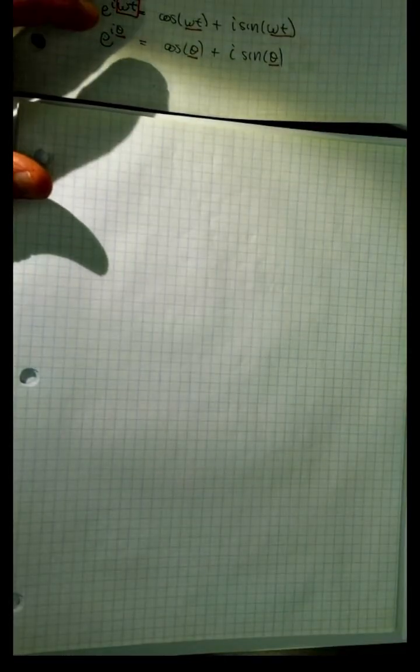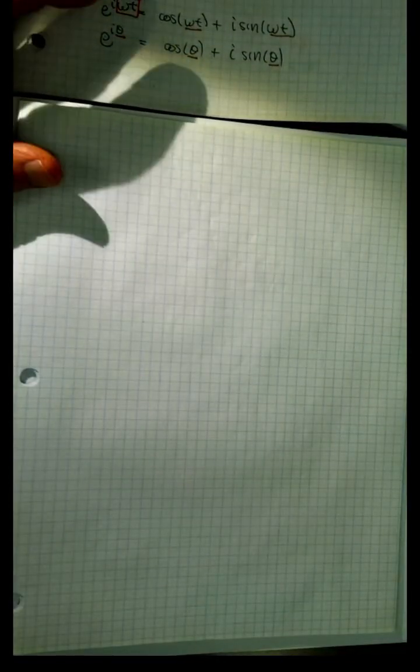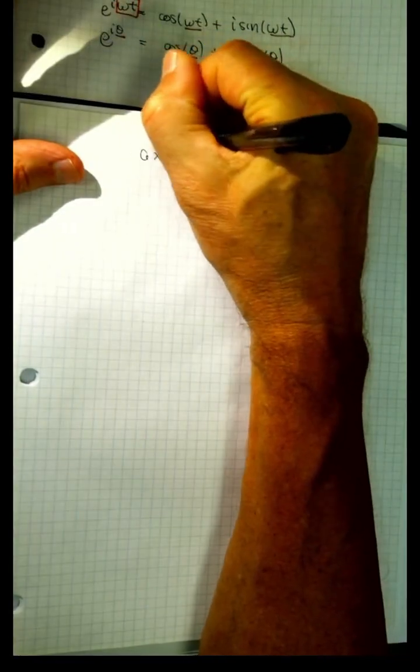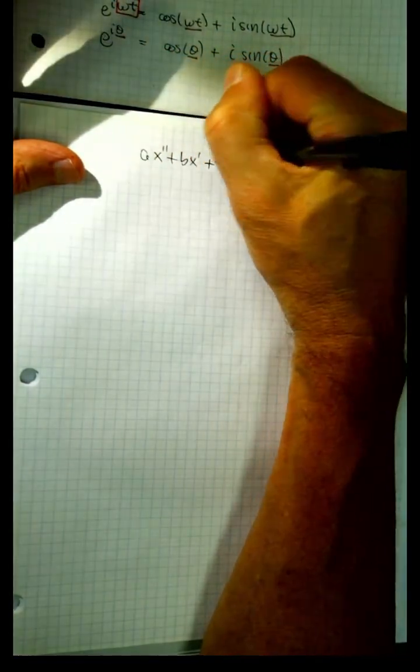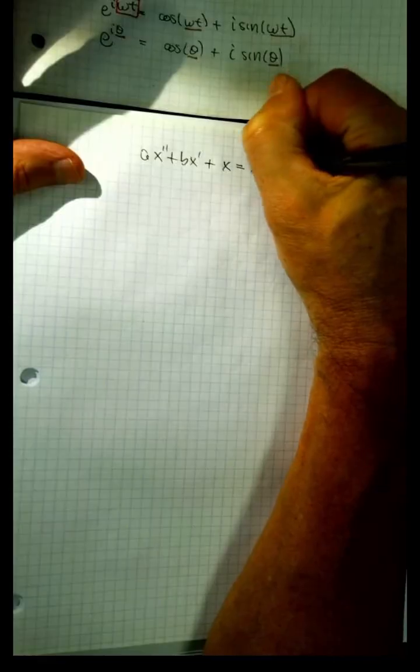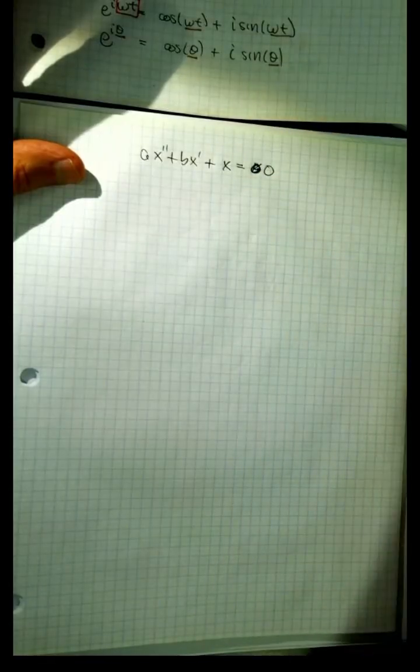Okay. So where's this going? So we had a second order constant coefficient homogeneous equation, so we had a 0 there.